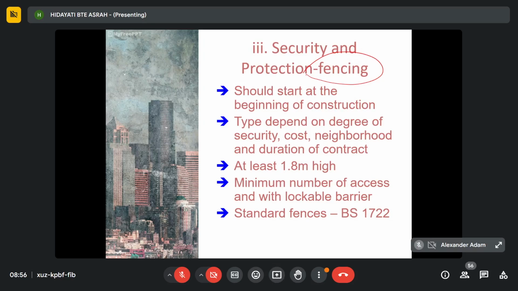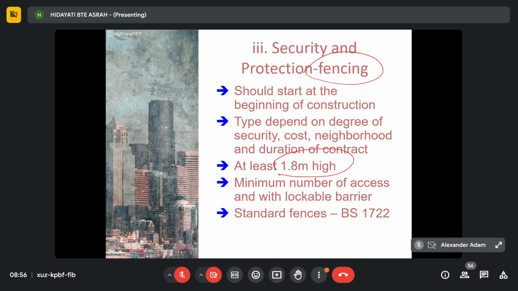Okay, and the type of fencing, what is the type of your fencing? It depends on the degree of security. If you want high security, then your fence should be strong and good quality. Cost depends also on the neighborhood and duration of contract. And the height of the fence should not be less than 1.8 meter. At least 1.8 meter high, the height of your fence.